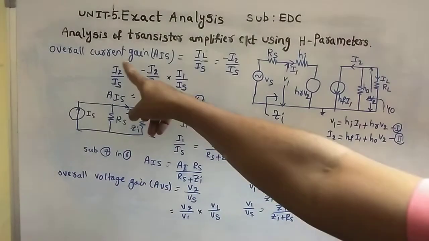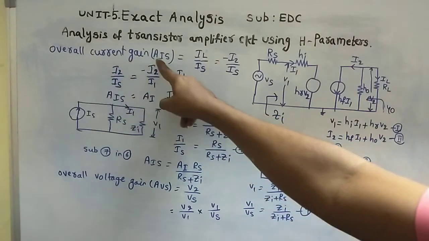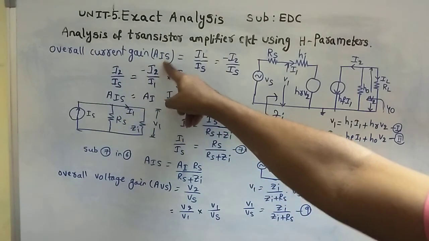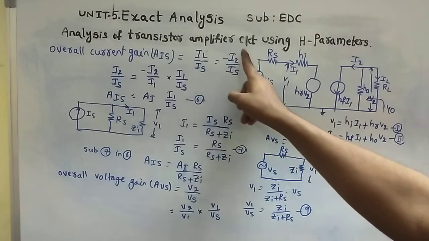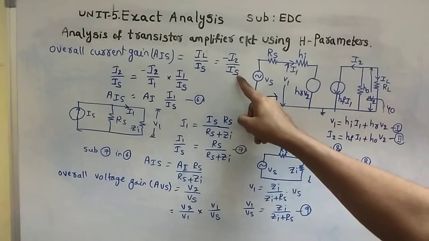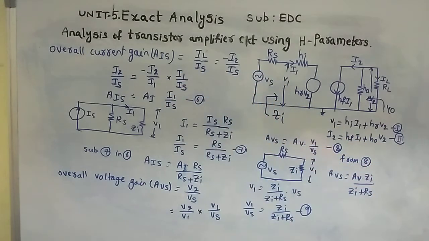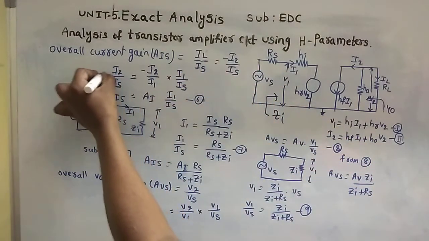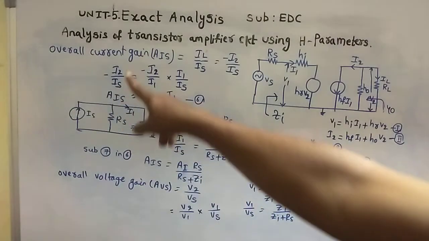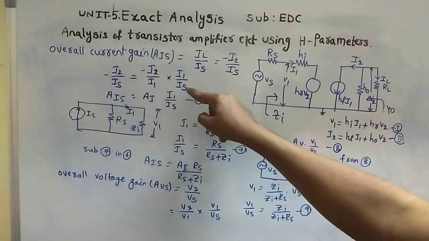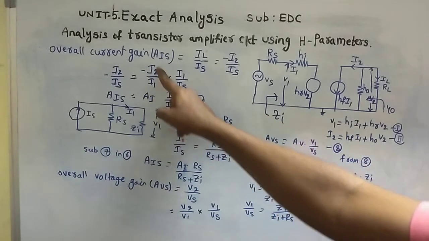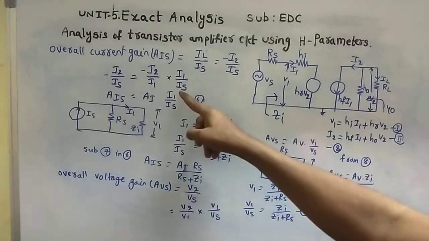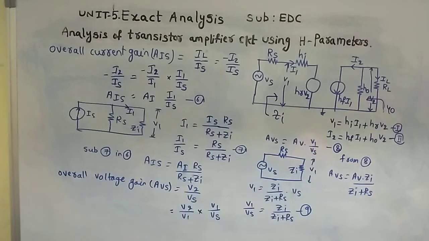Next parameter is overall current gain, that is known as AIS. AIS is equal to output current by input current, IL by IS, that is nothing but minus I2 by IS. I am going to write minus I2 by IS as minus I2 by I1 into I1 by IS. We know that minus I2 by I1 is current gain AI, so AI into I1 by IS. This is the sixth equation, continuation.